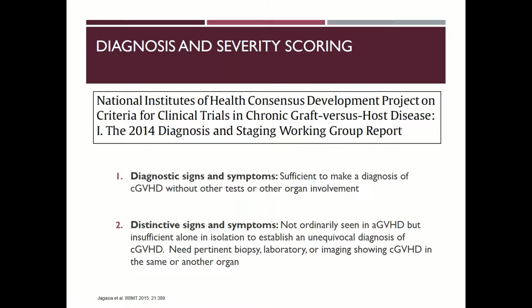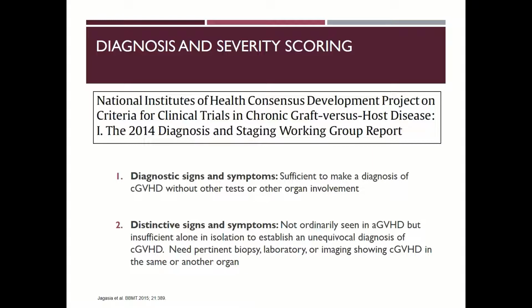Making the diagnosis of chronic graft versus host disease accurately is very important. To guide us with making diagnosis and the severity scoring, we refer to the NIH Consensus Development Project on Criteria for Clinical Trials in Chronic GvHD, in particular the 2014 Diagnosis and Staging Working Group Report, which is a revised version of the 2005 document.